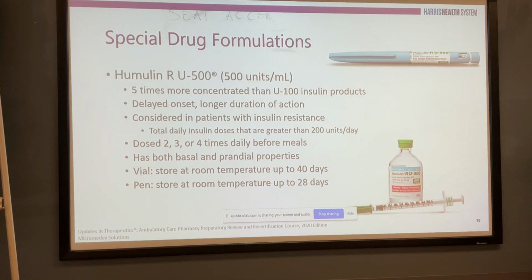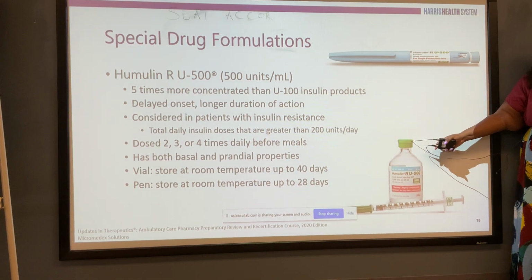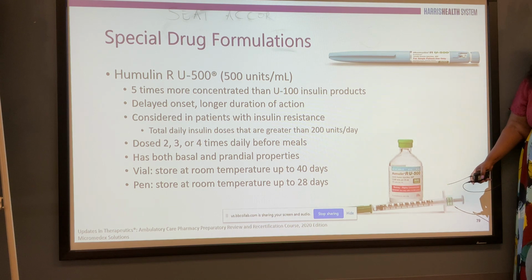So U500, that's our most concentrated insulin. It's 5 times more concentrated than our U100 products. You consider this in clinical practice in patients who have insulin resistance or their total daily dose is more than 200 units per day. And it can be dosed 2, 3, or 4 times daily before meals. And the storage is different depending on if you use a vial or a pen. There are a lot of dosing errors that happen with U500 because it's more concentrated. And U500 itself comes with a green cap, and it must be dispensed with a U500 syringe.